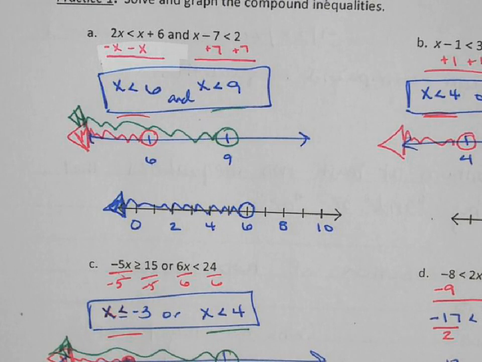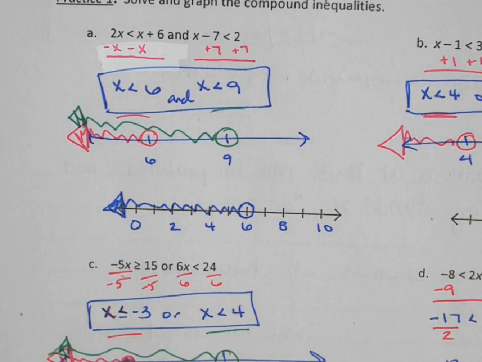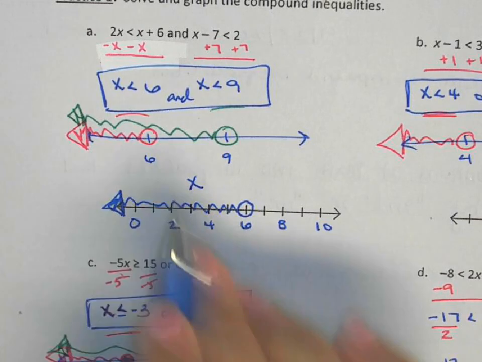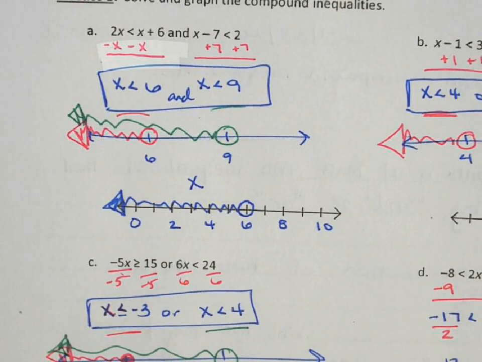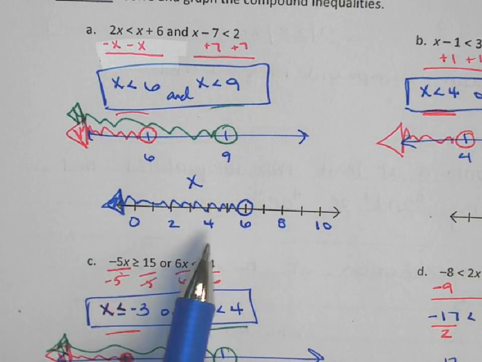Okay. Now, if I were to just graph this, what would I tell you that that solution is? Because you can describe that with just one inequality instead of writing both of those. How would you describe this solution, this graph? X is what?